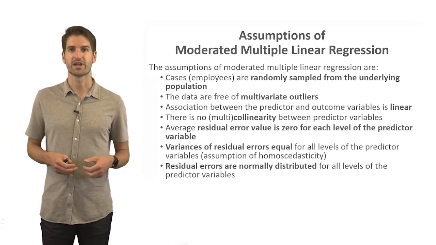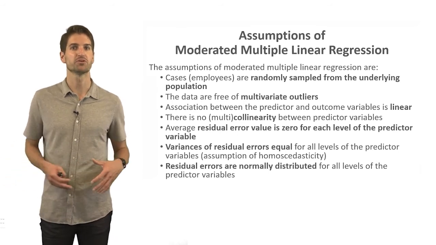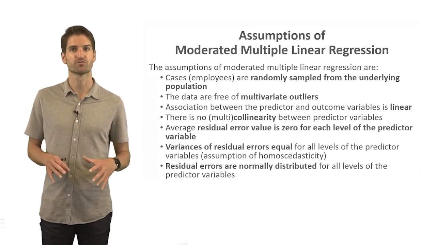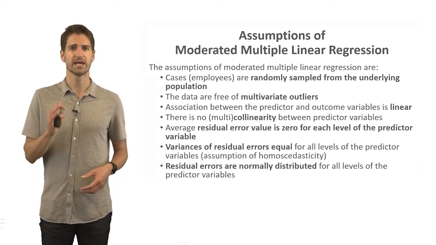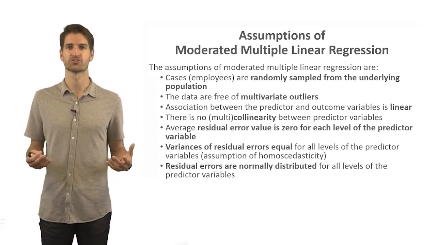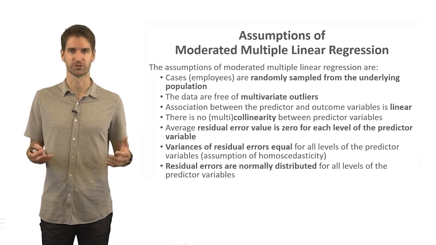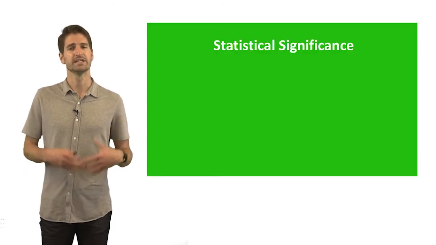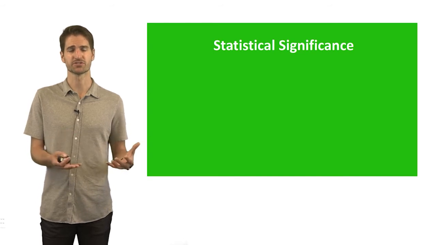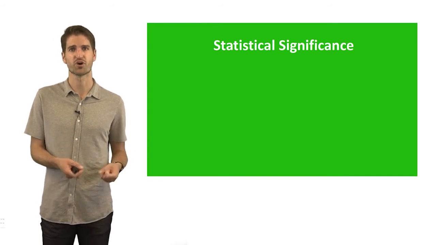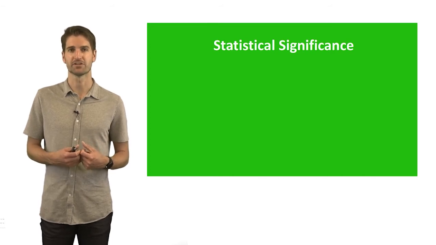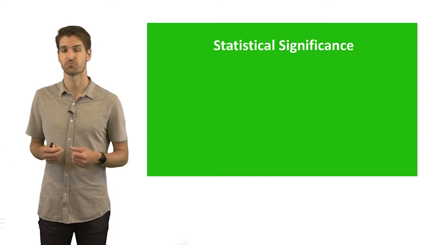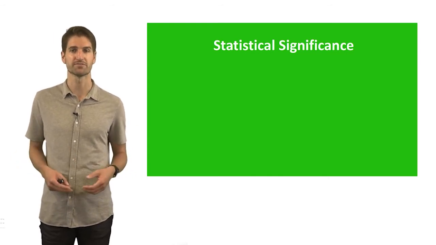Also, the average residual error is 0 for each level of the predictor variable. The variance of those residual errors is equal for all levels of the predictor variables, which is known as the assumption of homoscedasticity. And finally, residual errors are normally distributed for all levels of the predictor variables. So, given those statistical assumptions, and assuming that they're in place so we can properly run our regression model and have interpretable, meaningful results, we can now move on to the interpretation side of things, which is statistical significance.